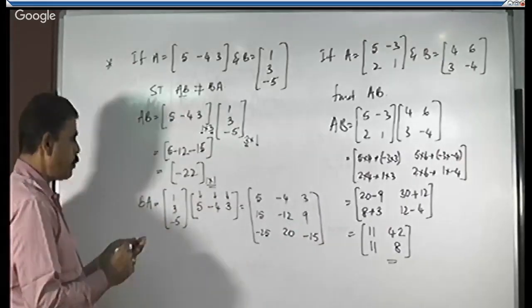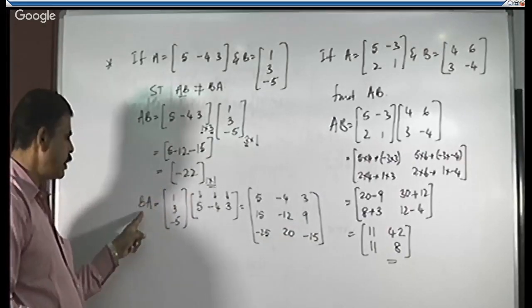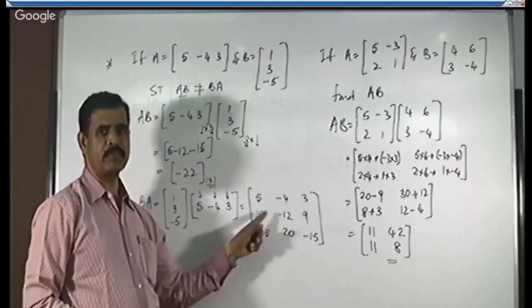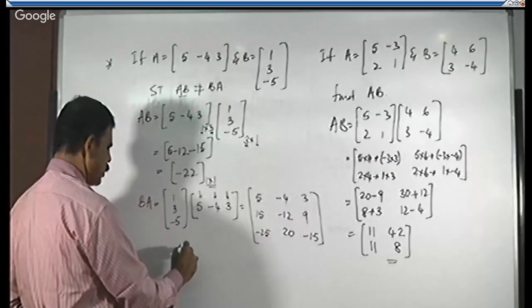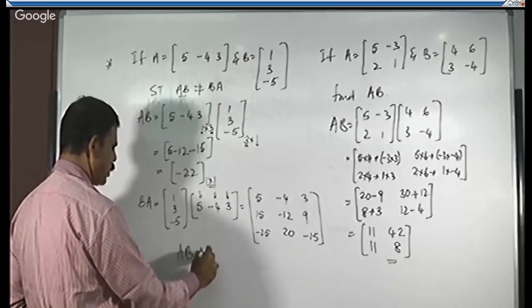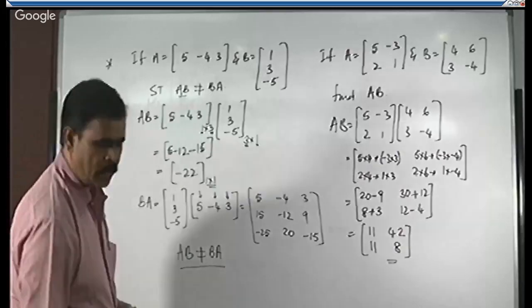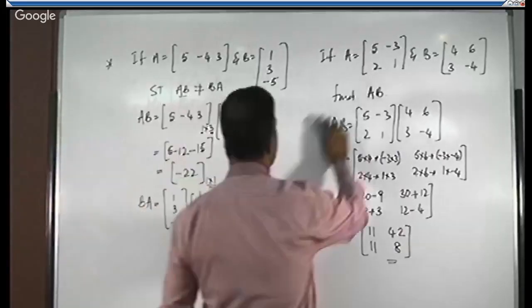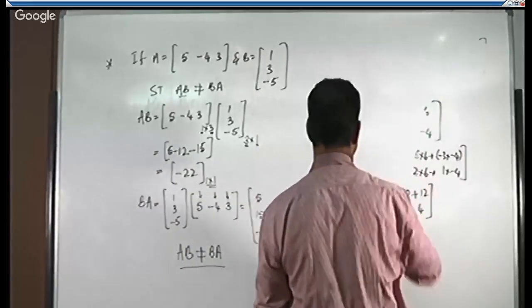See, AB is a single element, whereas BA is having 3 rows and 3 columns. Hence, we can say that AB is not at all equal to BA. Right? Then, let us move to the next problem.